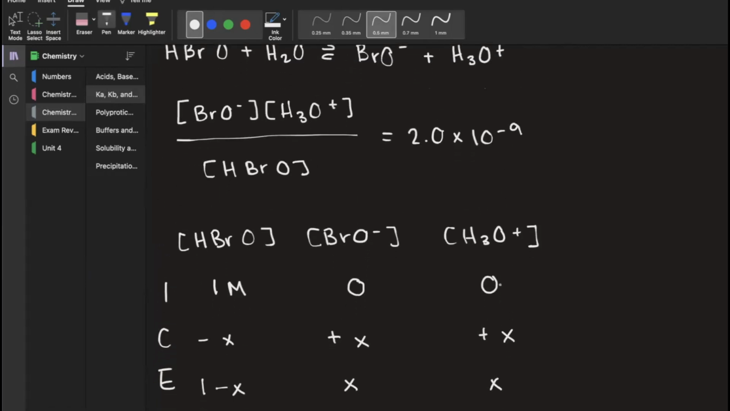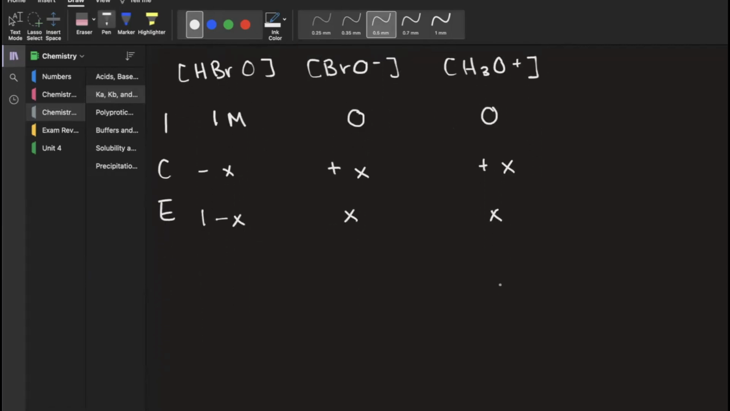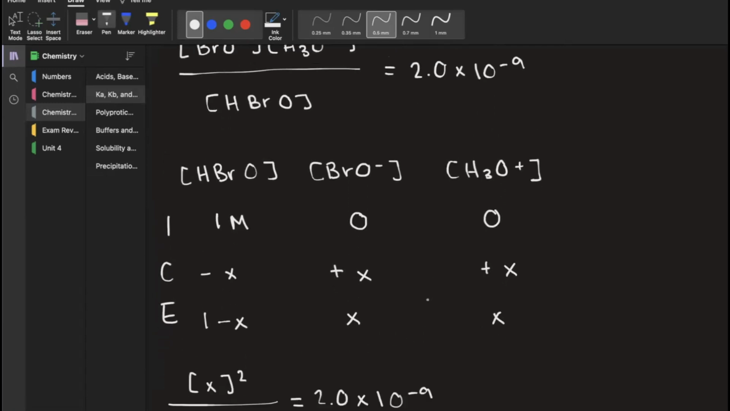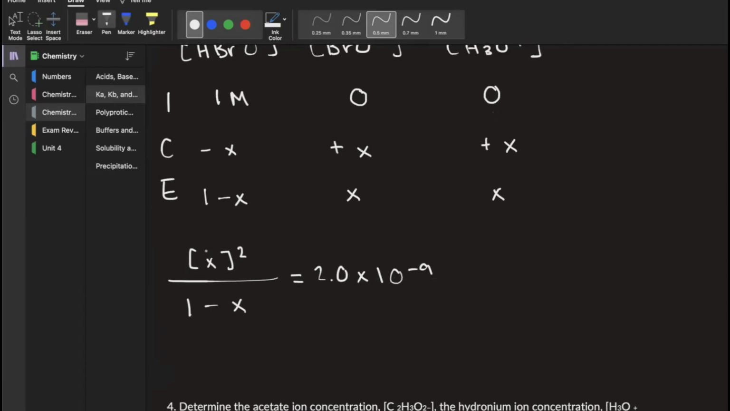Now we rewrite our expression with these values. So we're just going to have x squared at the top over 1 minus x equals our Ka, which is 2.0 times 10 to the negative ninth. For this, we are going to be solving for x. So to avoid quadratic problems, we're just going to exclude this x.